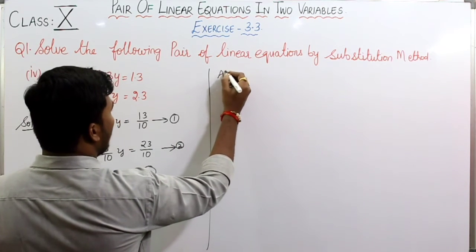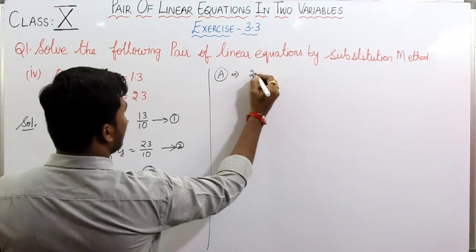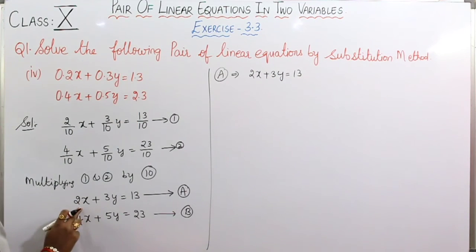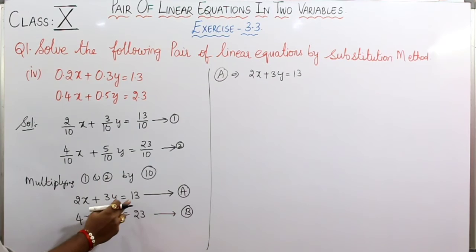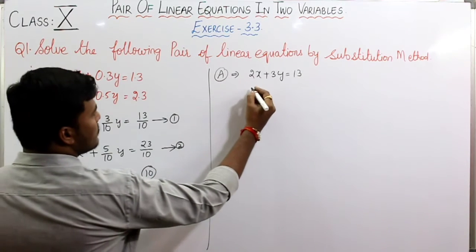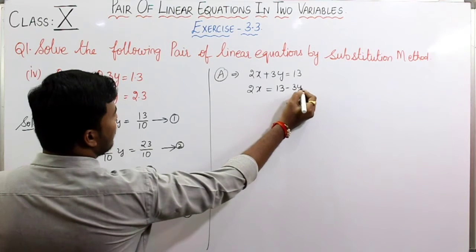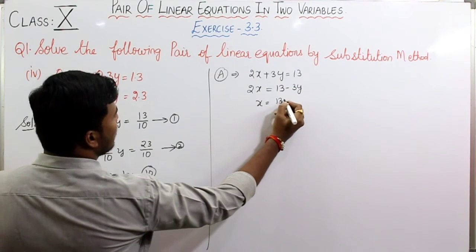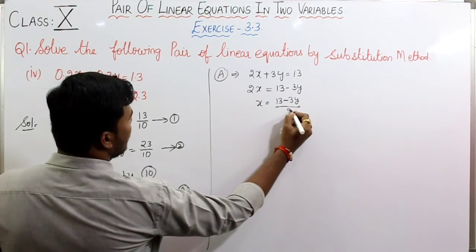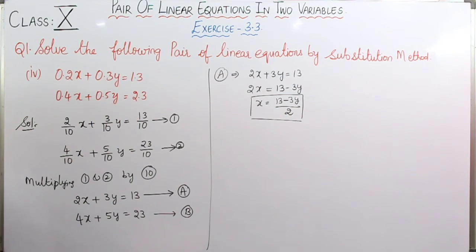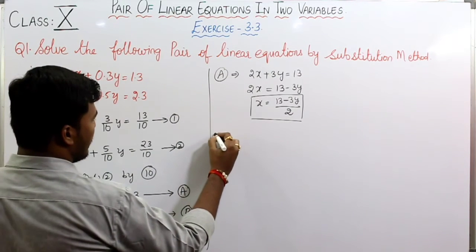From that A, I will be getting it as 2x plus 3y is equal to 13. I have considered the same equation, 2x plus 3y is equal to 13. From this get the x value, that is 2x is equal to 13 minus 3y. From that x is equal to (13 minus 3y) by 2. Okay, so this is the x value. This x value should be substituted in the second equation, that is B.